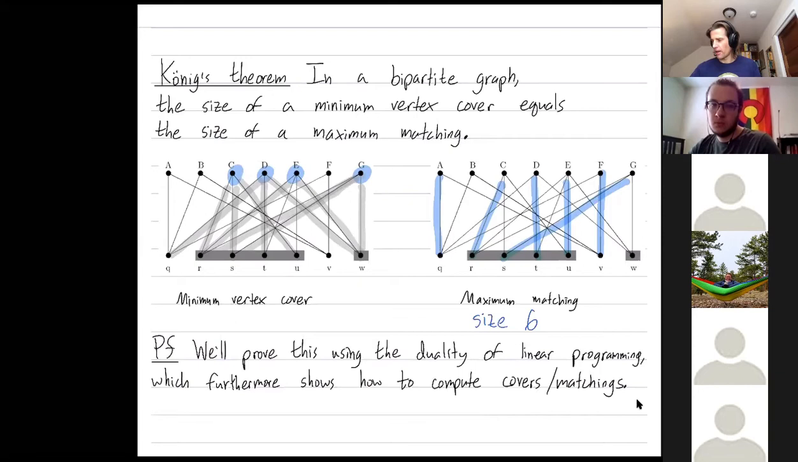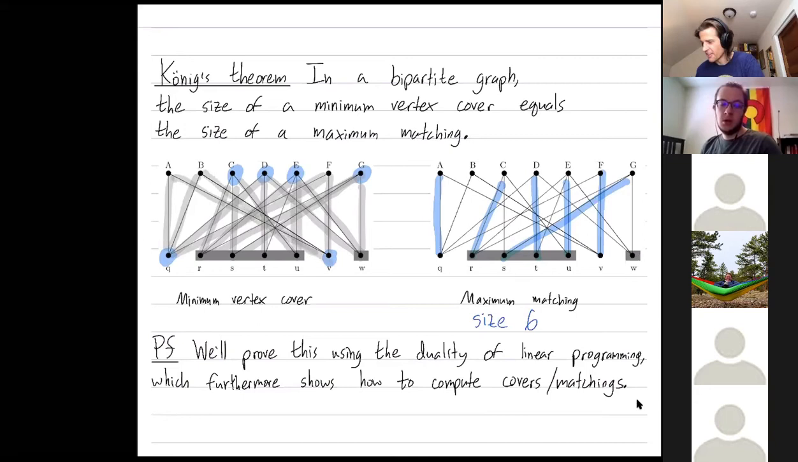And then I can cover the remaining edges by looking at the 2 remaining jobs not in my original set. So Q covers these edges. And V covers these edges. And I've covered all my edges, except I forgot to mark one earlier that E had already covered.